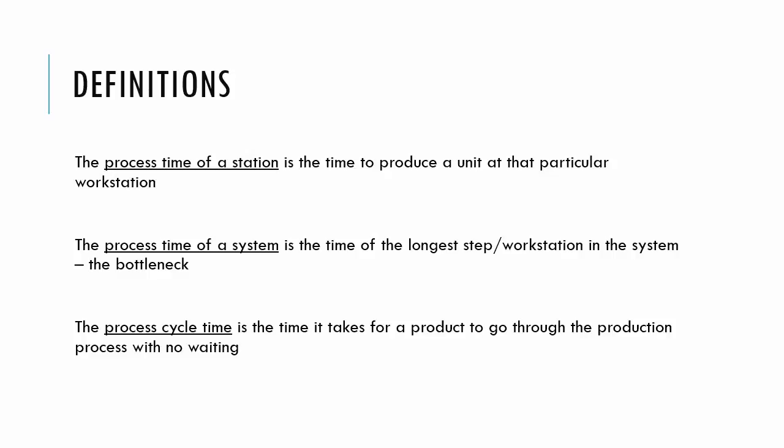The process cycle time, on the other hand, is the time it takes for a product to go through the entire process with no waiting. If there are multiple steps to a process, the process cycle time will be larger, often quite a bit, than the process time of the system.